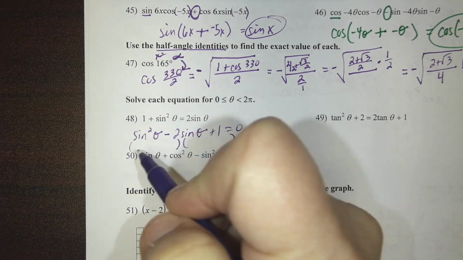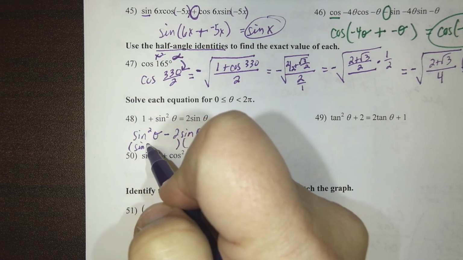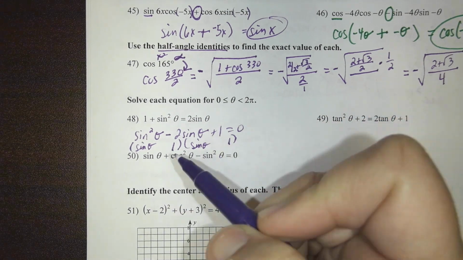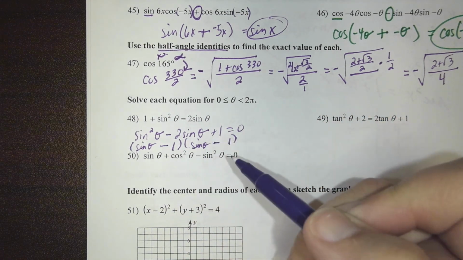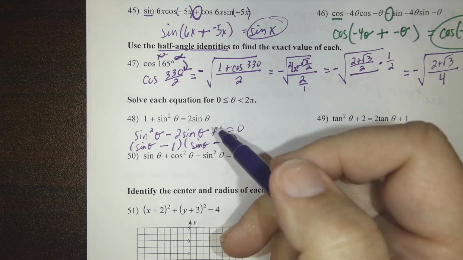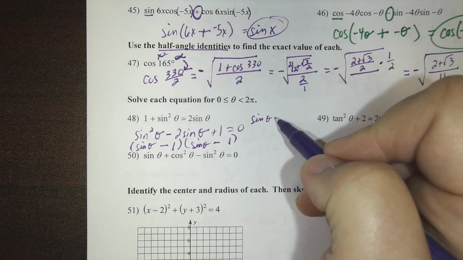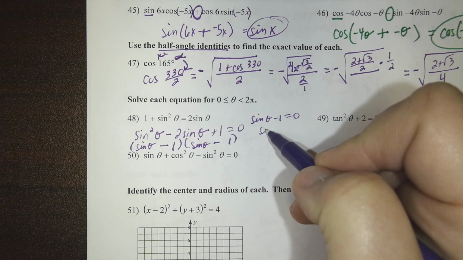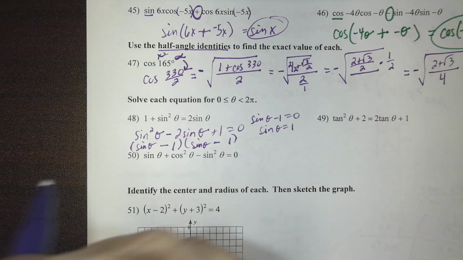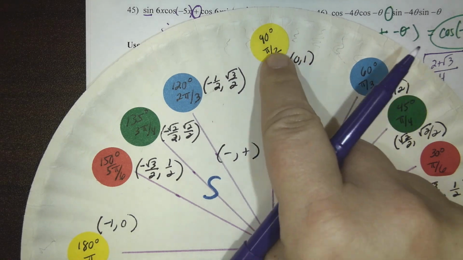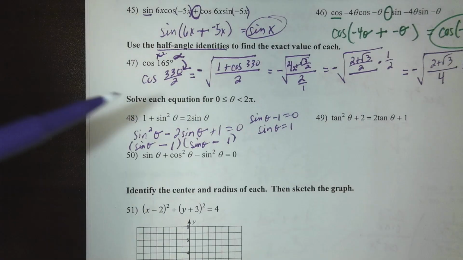And I can factor this. Sine times sine makes sine squared. And 1 times 1, and they would both be minus. And then I would just set this equal to 0. So sine of theta minus 1 equals 0. Sine theta equals 1. Go around the unit circle. Sine is 1 at pi over 2, or 90 degrees.